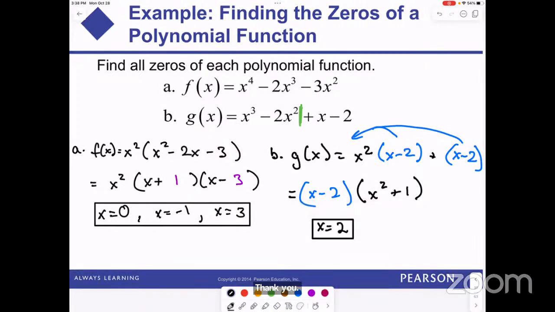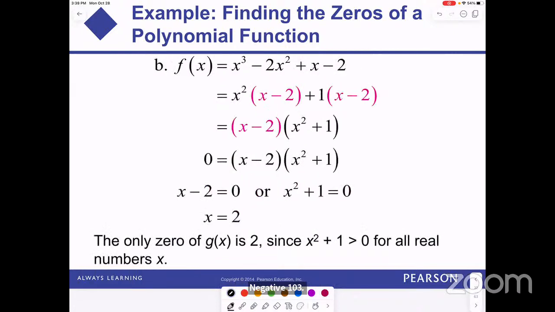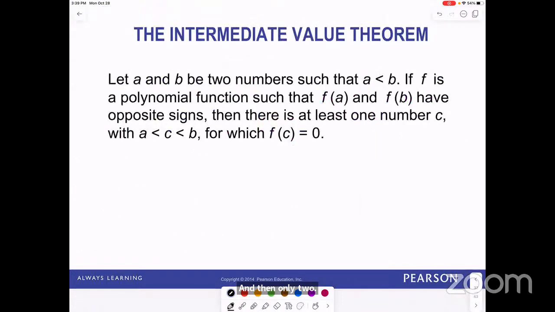Okay, so let's see how we did. Negative 1, 0, and 3. And then only 2. Okay. All right.